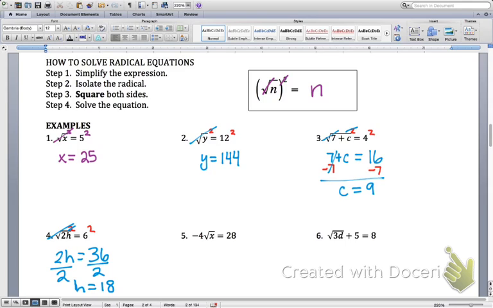Number 5 is the first one that's slightly different. This one has something that is not inside the square root. We have this 4 that is outside the square root. So here, I cannot square both sides until I fulfill step 2, which is isolate the radical. So anything outside needs to go away first.